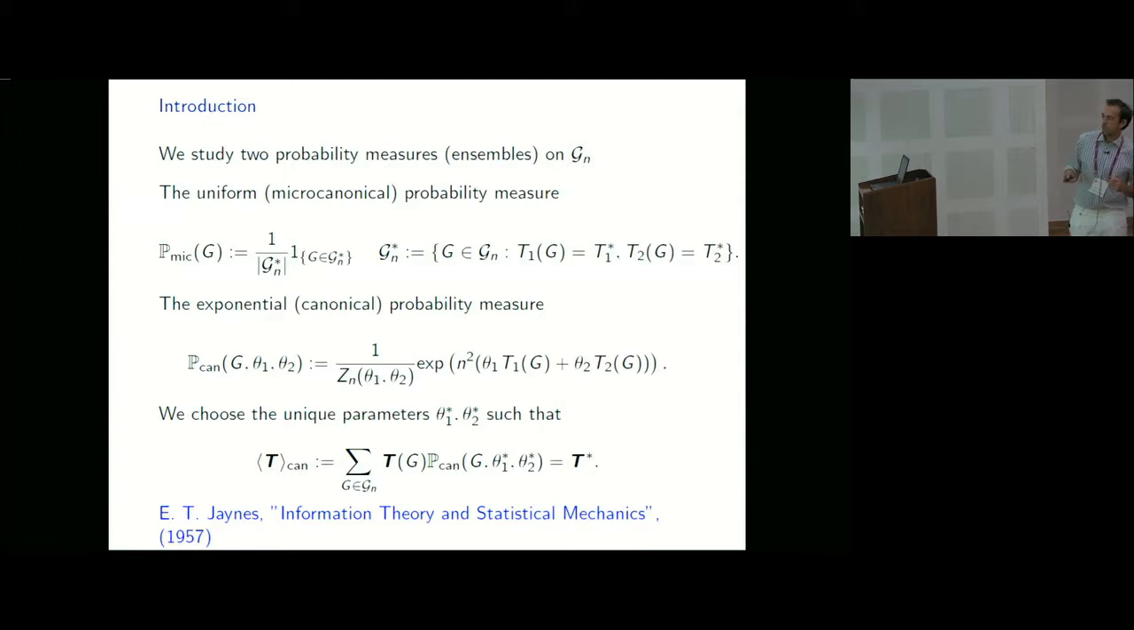So in general, this canonical probability measure has a partition function and the exponential of a Hamiltonian. That's the original form of this probability measure. And this n squared comes because we are interested in dense graphs. In dense graphs, the number of edges scales like n squared. In order to get meaningful expressions in the limit, the whole expression of the Hamiltonian should scale like n squared.